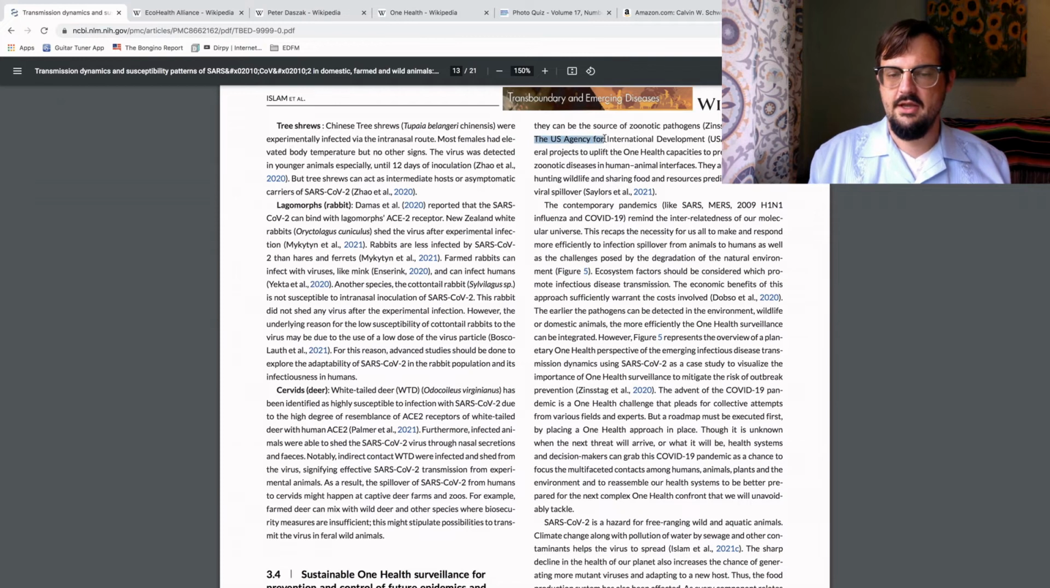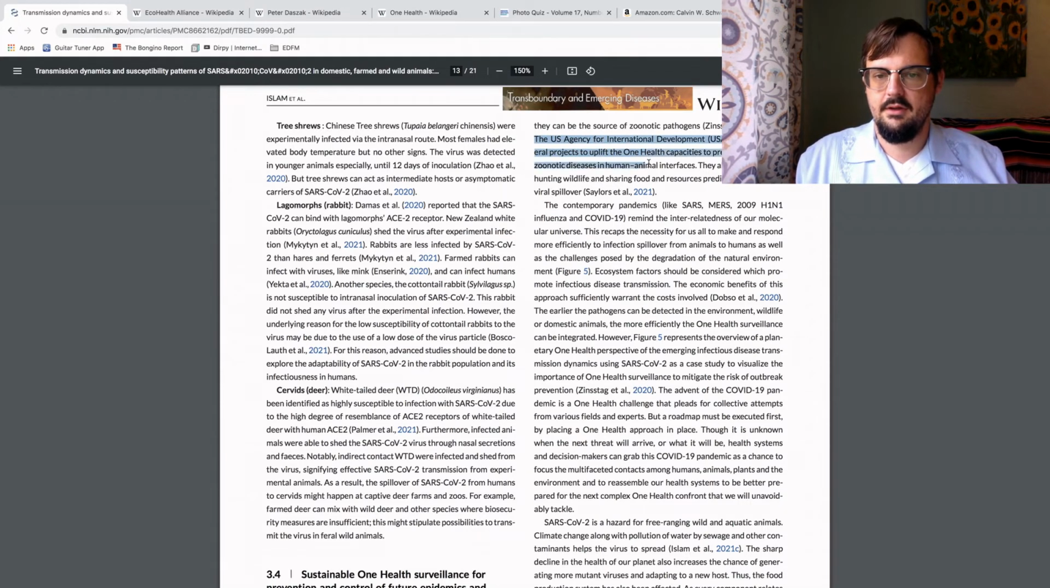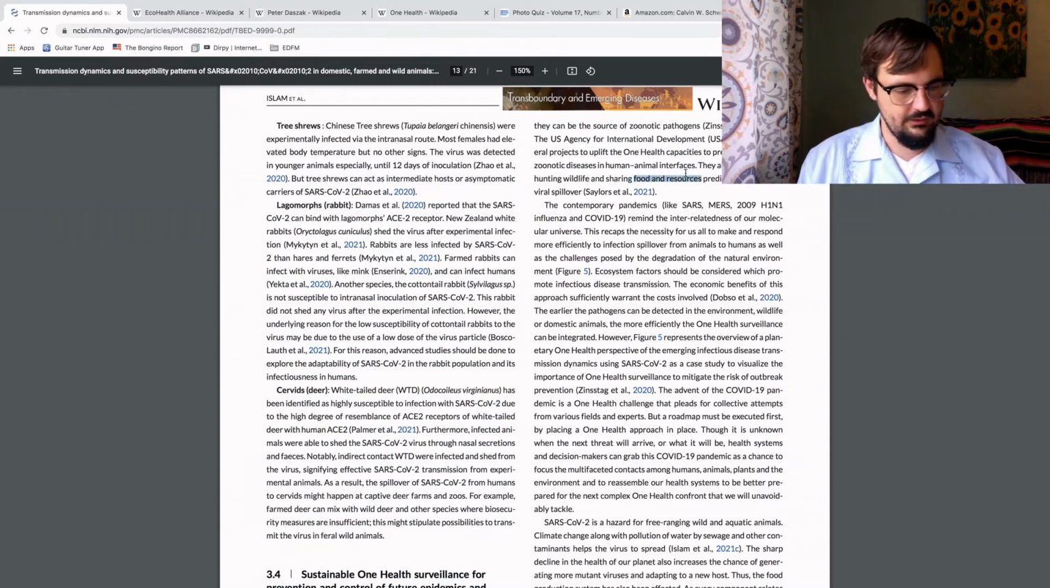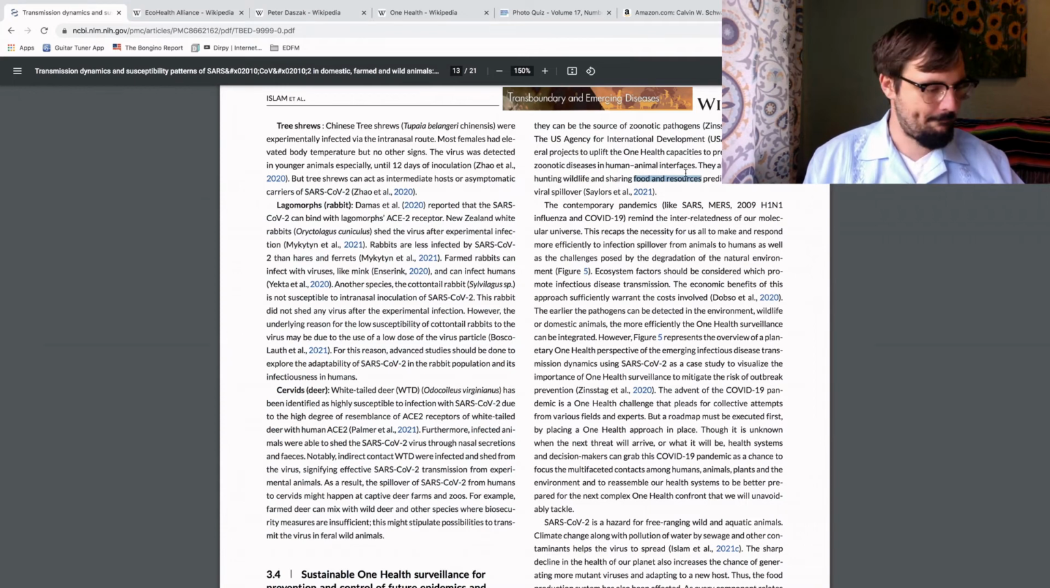Another group, the U.S. Agency for International Development, USAID, funded several projects to uplift the One Health capacities to prevent and control zoonotic diseases in human-animal interfaces. They also identified that hunting wildlife and sharing food and resources predisposes the risk of viral spillover. So they don't want us hunting wildlife, and they don't want us sharing food and resources. Everything needs to be centralized to avoid this terrible risk of plague.